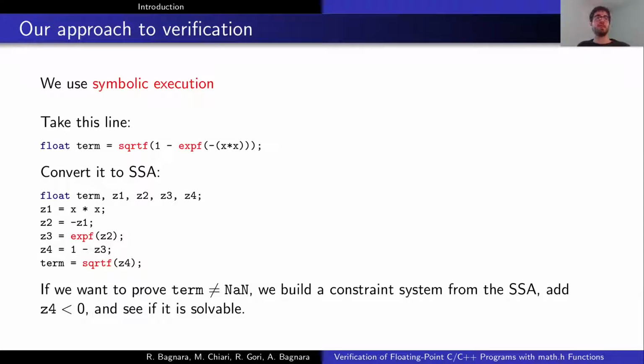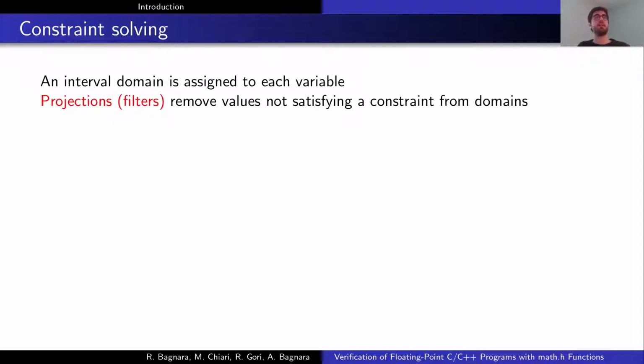And then we can add constraints to check for specific properties. For example, if we want to check whether we can have not a numbers, we can add z4 less than 0 and check if it's solvable. If it's solvable, then it means we have a counterexample and our assumed post condition is false. We use interval consistency to solve these constraint systems, which is a technique which comes from the constraint satisfaction problem domain. We first assign an interval domain to each variable. In this case, we add all the floating point numbers to them. And then we use projection algorithms or filters, which remove values that do not satisfy the constraint system. So if in the end we get empty domains, it means the constraint system is not satisfiable. Otherwise, it means we found a solution.